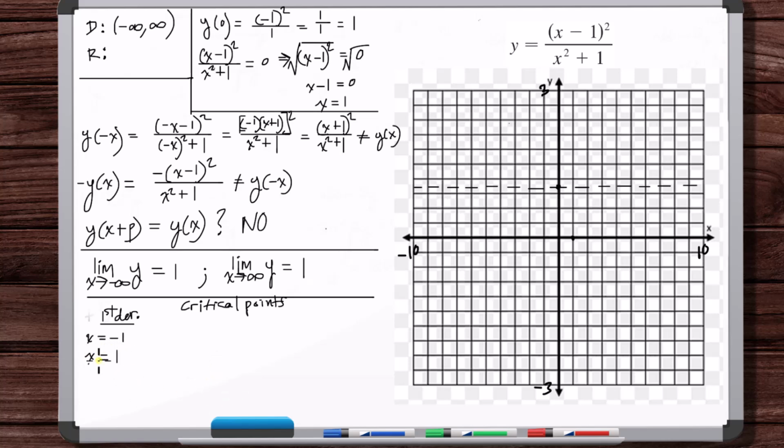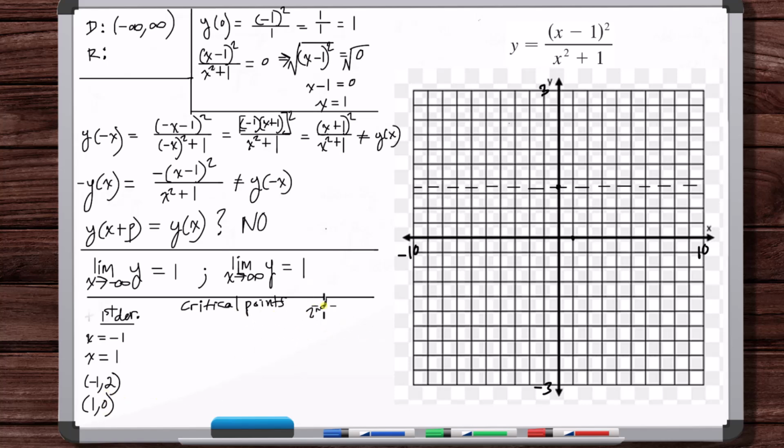All right, now let's evaluate these points. When x is equal to minus 1, what do we have? Minus 1 minus 1 is minus 2. Minus 2 squared is 4. 4 over 2, so this is (minus 1, 2). Okay, what about 1? 1 minus 1 squared is 0, so this is (1, 0). Okay, that's the first derivative.